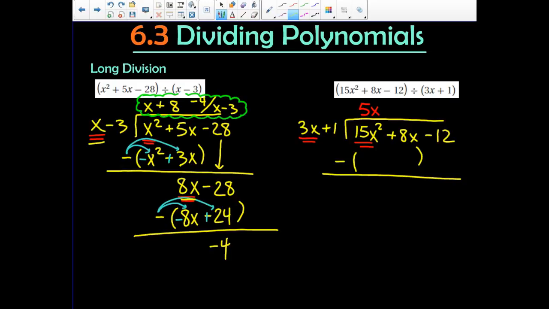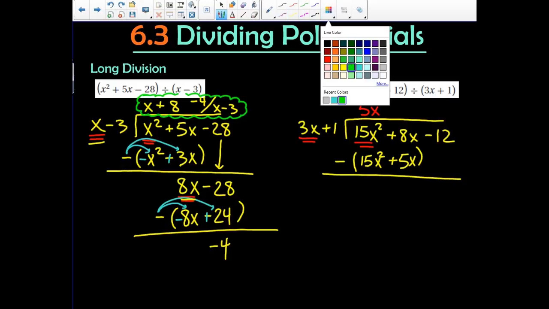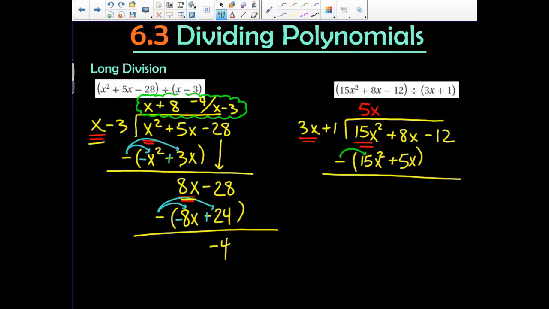So 5x times 3x plus 1 is 15x squared plus 5x. And this is the part where you were unsure, right? Why did that minus change? Well, we're minusing this whole binomial, so the minus has to go here and it also has to go there. So when I subtract, I take 15x squared minus 15x squared and 8x minus 5x. So I'm left with a total of 3x.